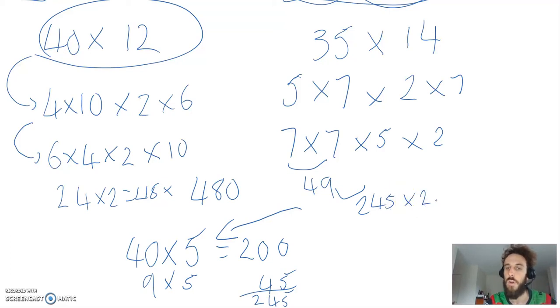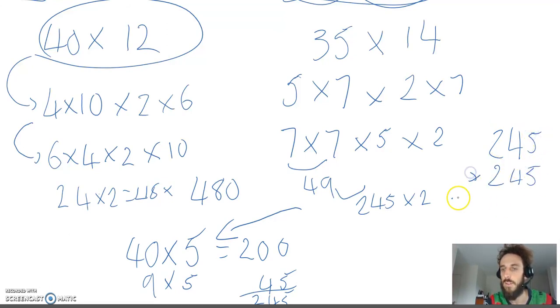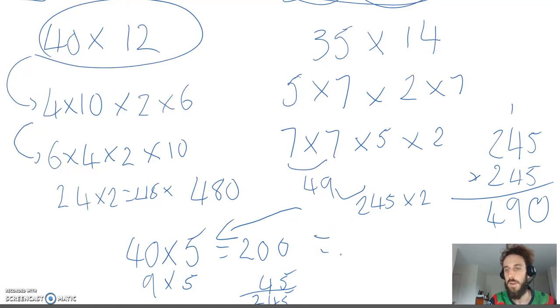And multiplied by 2 is going to be fairly simple. I'm going to do side working out to make sure I don't make any mistakes. Add those two together, carry my 1, 8 and 9, 2 and 2 is 4. 35 multiplied by 14 is 490.